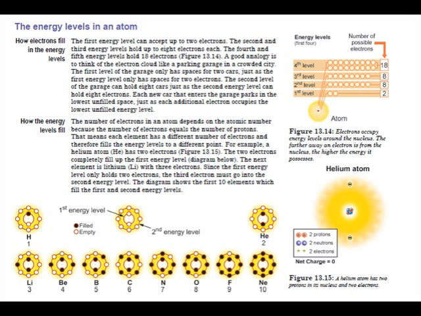The next element is lithium with 3 electrons. Since the first energy level only holds 2 electrons, the third electron must go into the second energy level. The diagram shows the first 10 elements which fill the first and second energy levels.